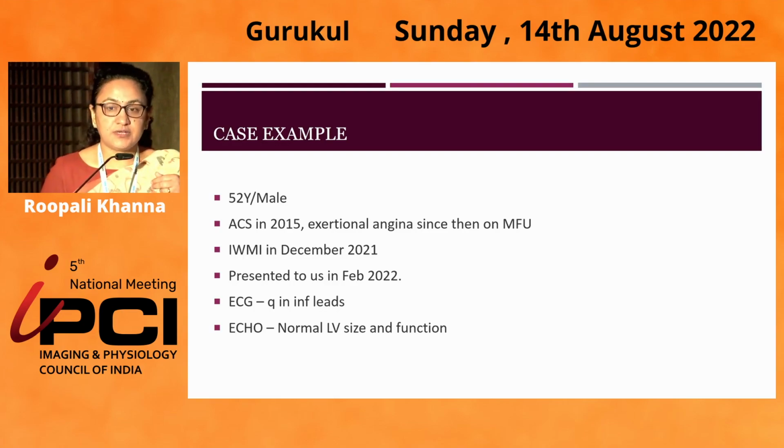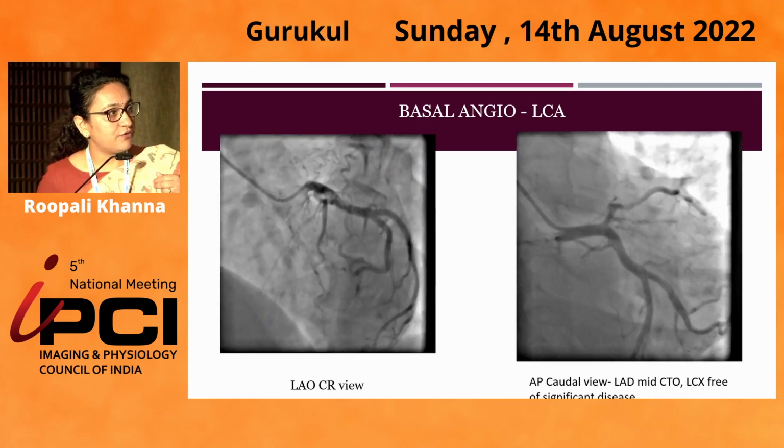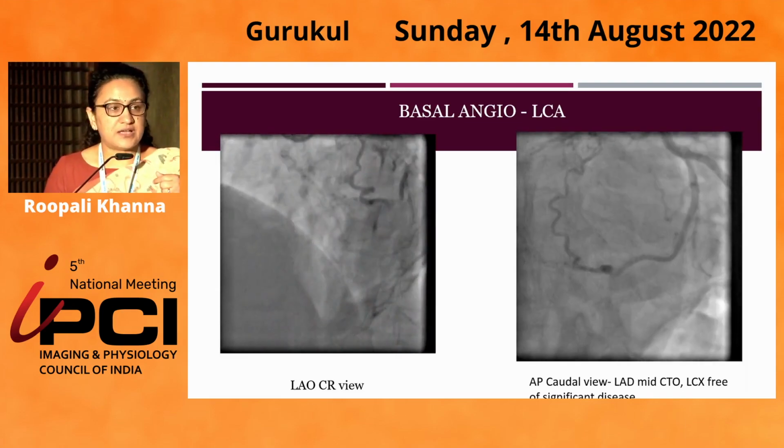ECG showed Q waves in the inferior leads, and his echo showed normal LV size and normal ejection fraction. So in view of his recent inferior VLMI and continuing angina, we took him for angiogram.